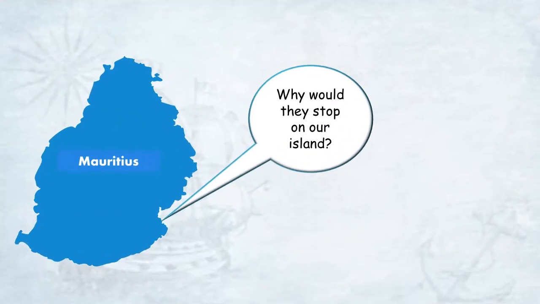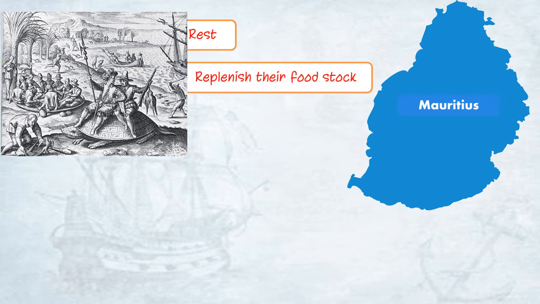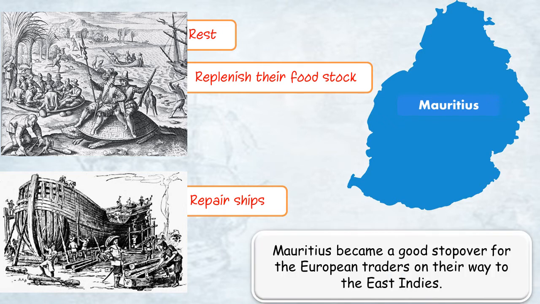Do you know why they would stop over? Correct. When they were tired, they could rest. And when they were out of food supplies, they could replenish their food stock, and also they could repair their ships. Consequently, our island became a good stopover for the European traders on their way to the East Indies.